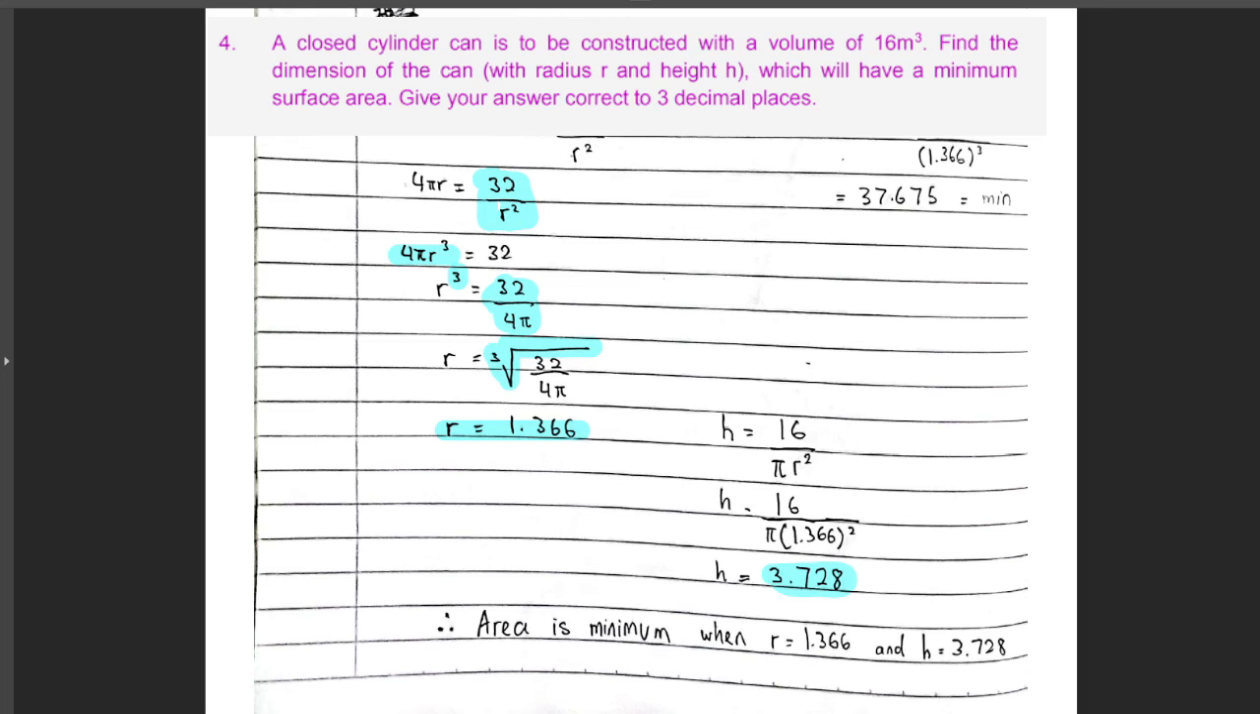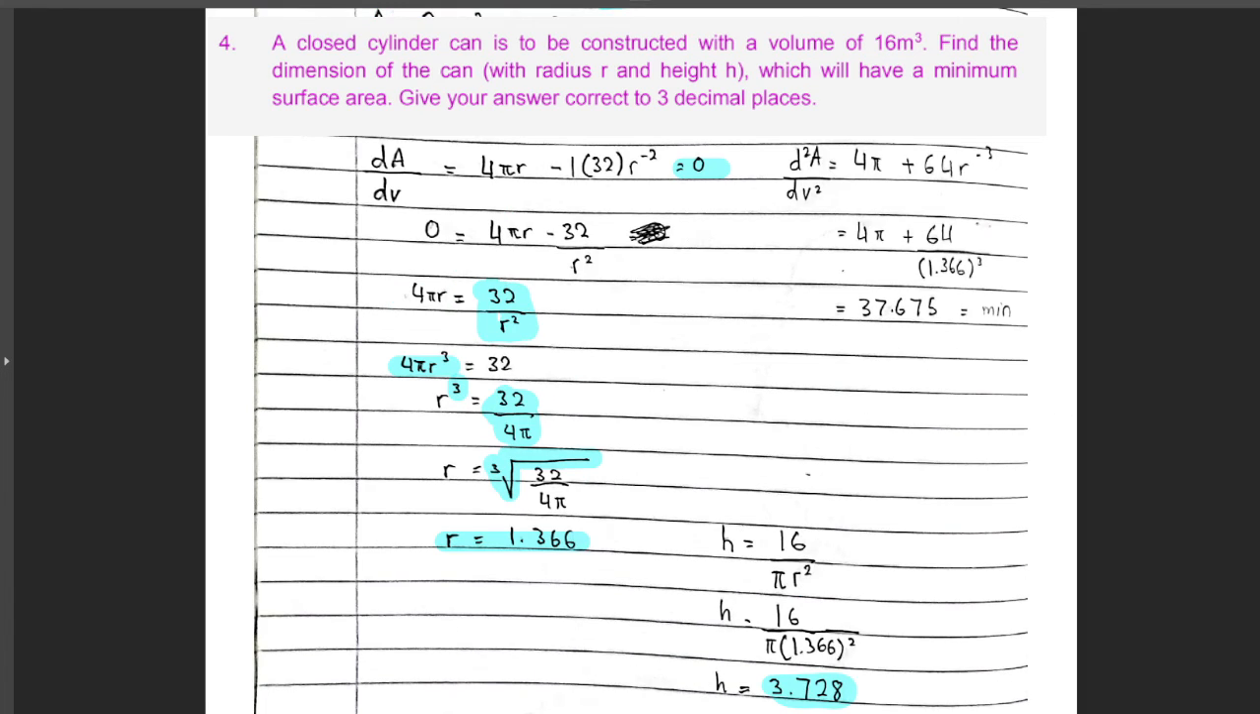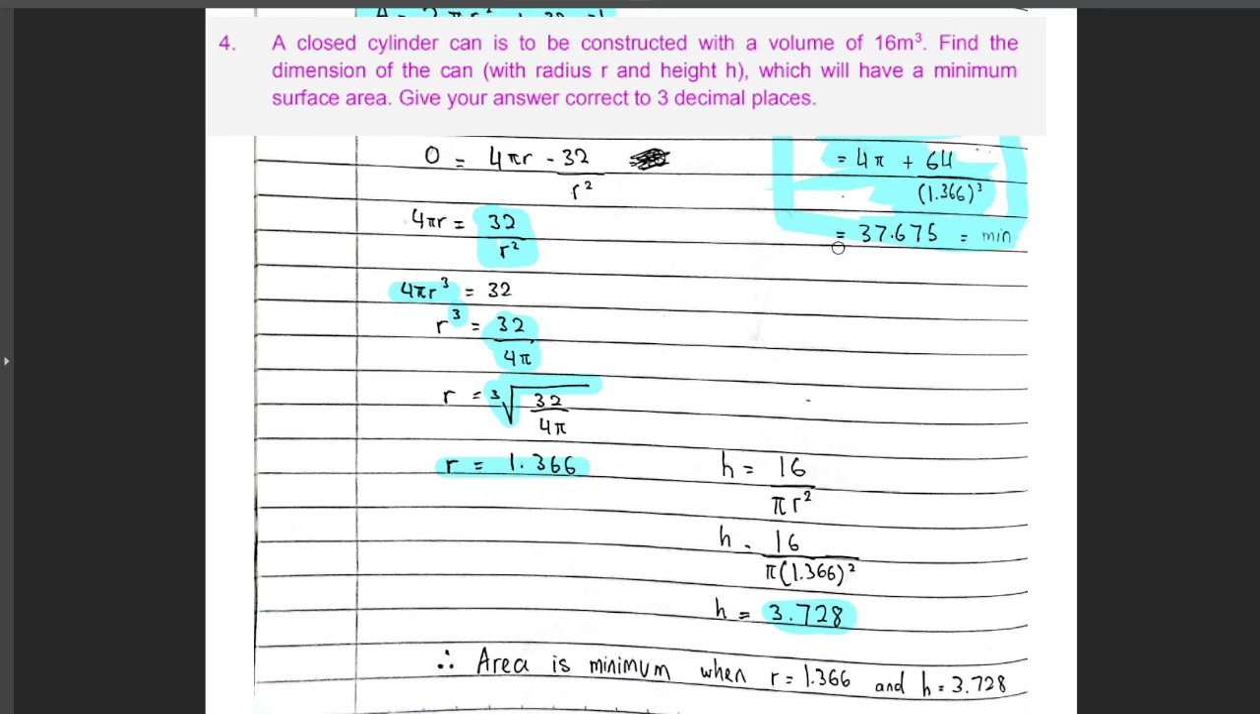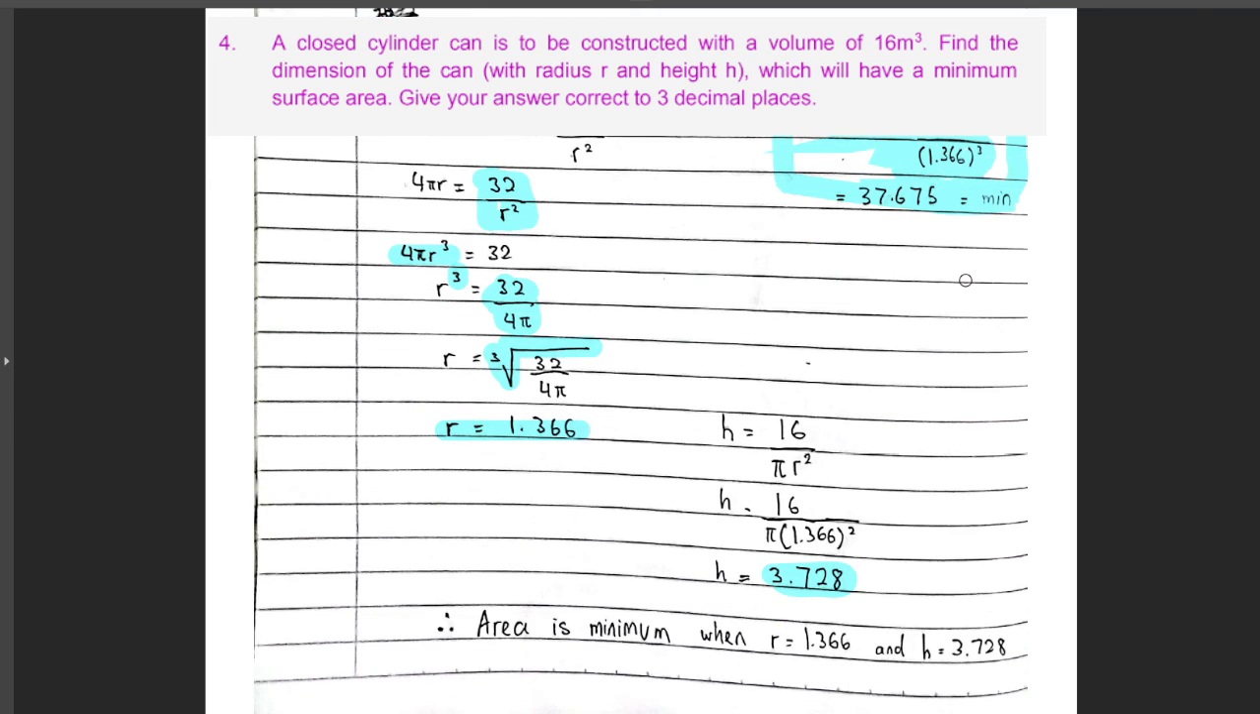To make sure that the area is minimum, we differentiate the area again from here, and there we have it. The value is more than 0, which means it is a minimum. So, the area is minimum when r is 1.366 and h is 3.728.